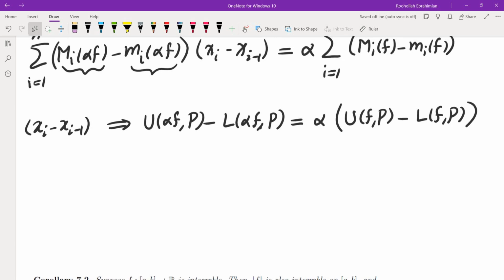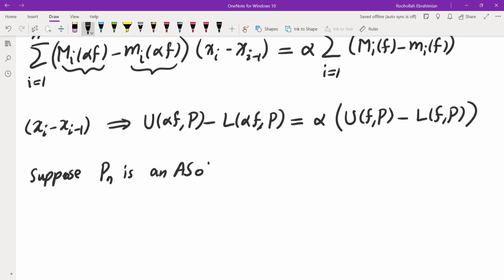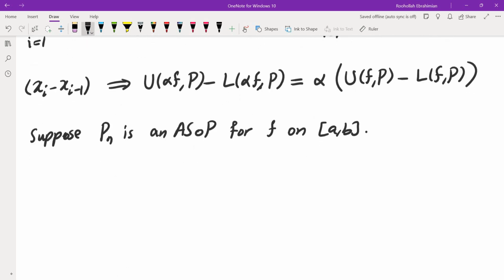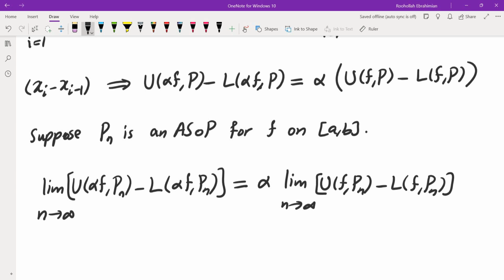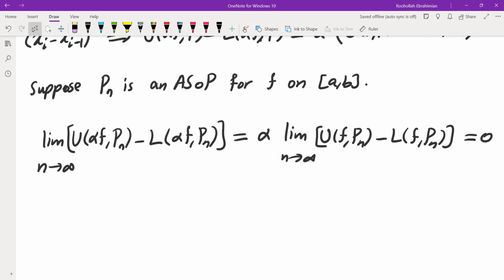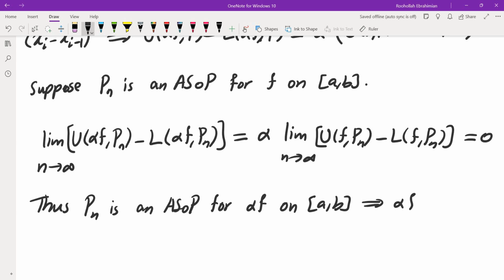So suppose Pn is an Archimedean sequence of partitions for f on [a, b]. Then if you take the limit of the upper sum for Pn minus the lower sum for Pn for alpha f, we get alpha times the limit of the upper sum for Pn minus the lower sum for Pn for f, which is clearly 0 because it's alpha times 0. Thus, Pn is an Archimedean sequence of partitions for alpha f on [a, b], and that means alpha f is in fact integrable.